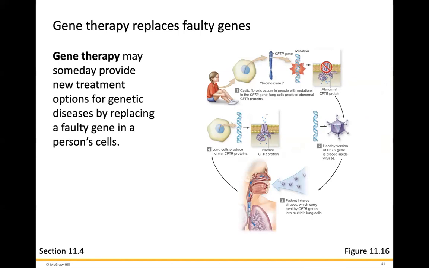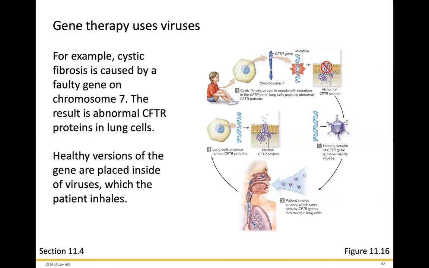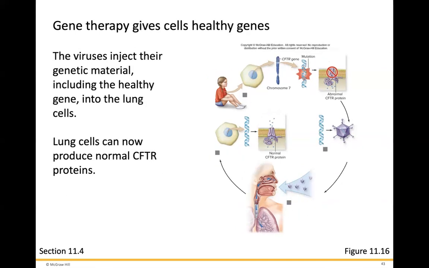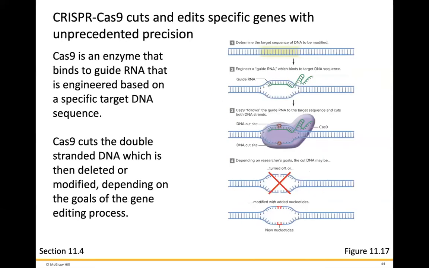Gene therapy is something that has been explored for a few decades now. Gene therapy may someday provide new treatment options for genetic diseases by replacing a faulty gene with a normal gene. Gene therapy can use viruses. For example, cystic fibrosis is caused by a faulty gene on chromosome 7. Healthy versions of the gene are placed inside viruses, which the patient would inhale. The viruses would then inject their genetic material, including the healthy gene, into the lung cells. The lung cell then has the capacity to produce the normal cystic fibrosis gene protein.